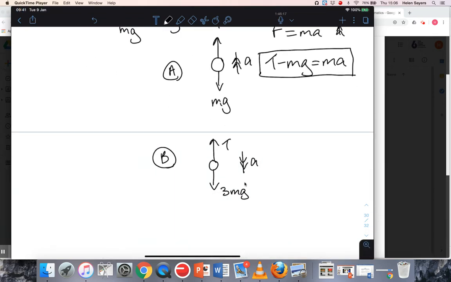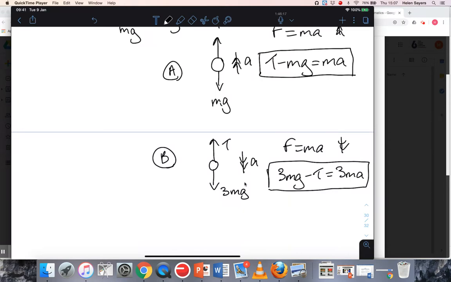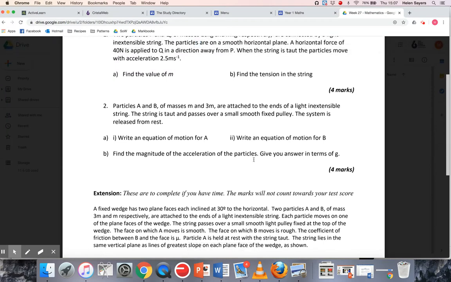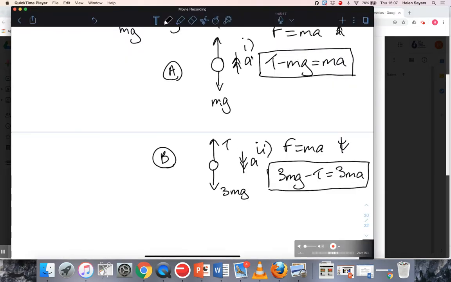So for particle B, I'm going to take down as positive. So I'm going to use F equals ma, taking down as positive. So 3mg minus T is its mass, which is 3m, times acceleration. And there's my equation of motion for B. Let's just go back to the question. It didn't ask me to do anything with those, so it didn't need to rearrange or anything like that. So that's my answer to part 1, and that's my answer to part 2.